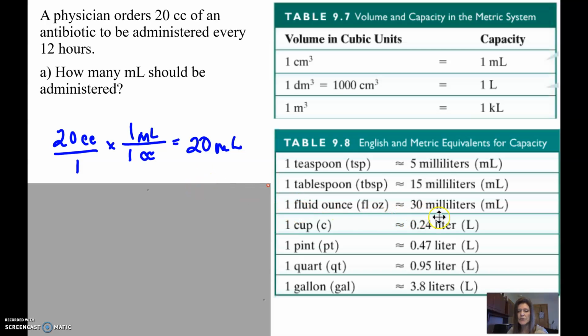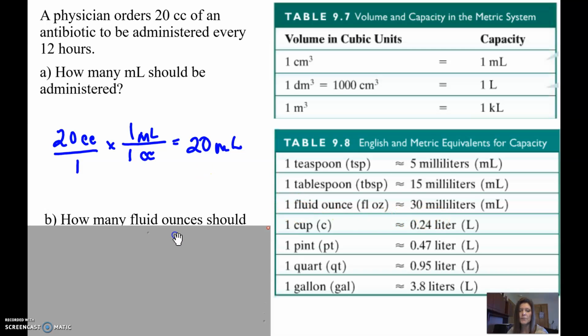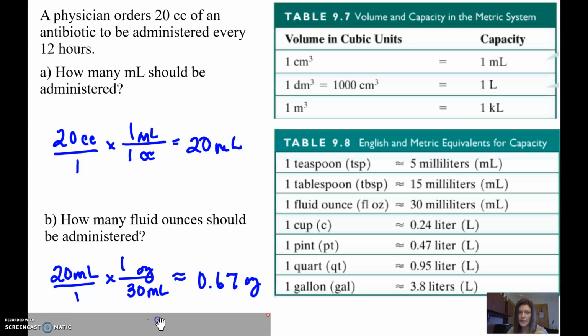Great. Now we can use this second part here and turn our milliliters into fluid ounces. So set it up the same way. You start with what you're given, 20 milliliters, times my factor is 1 fluid ounce to 30 milliliters. I want to make sure that my labels cancel, so milliliters are gone. We'll be left with ounces, and in this particular case, approximately 0.67 ounces.